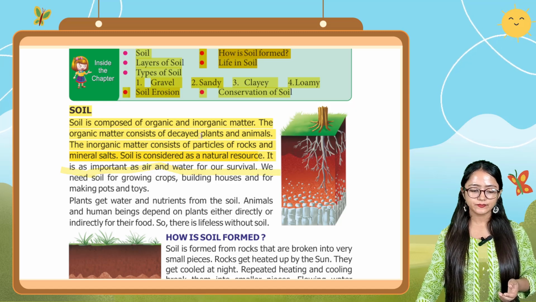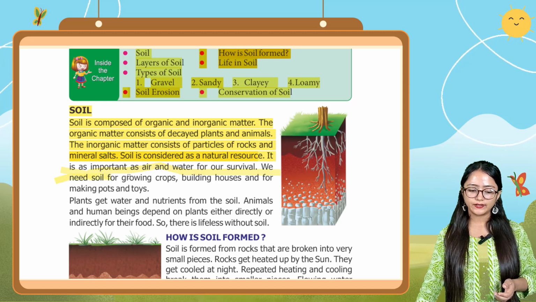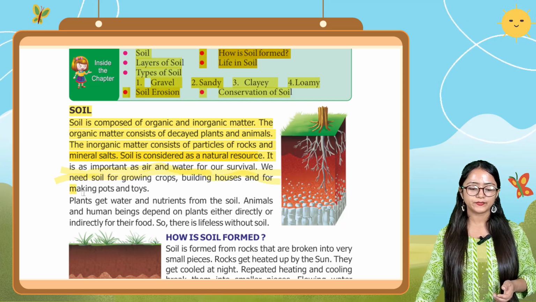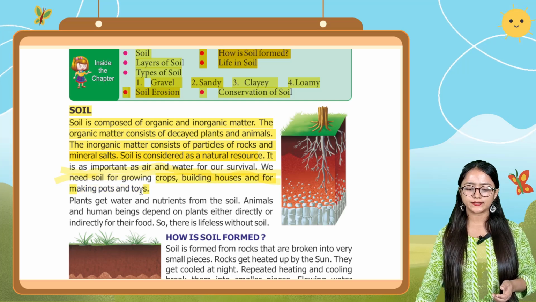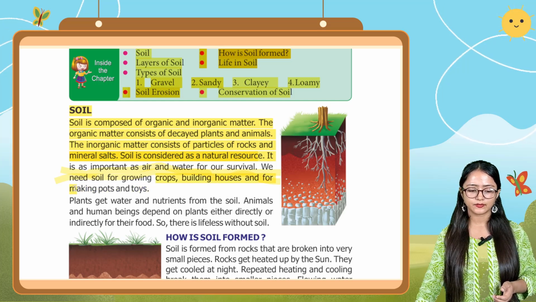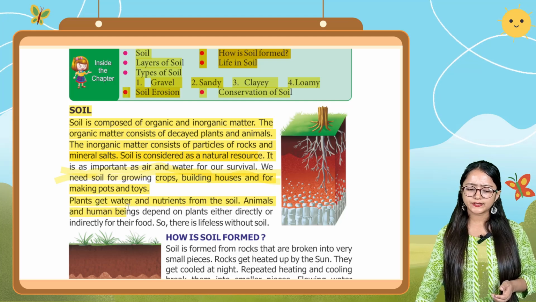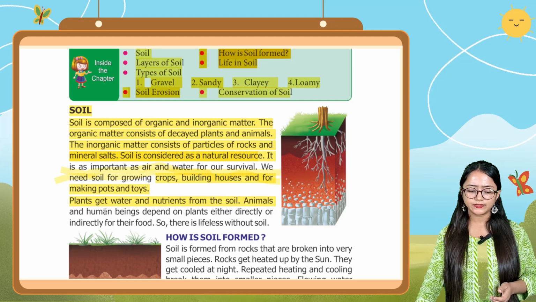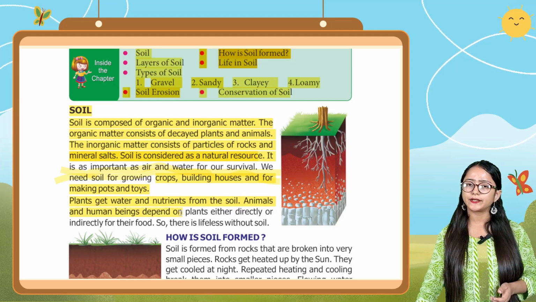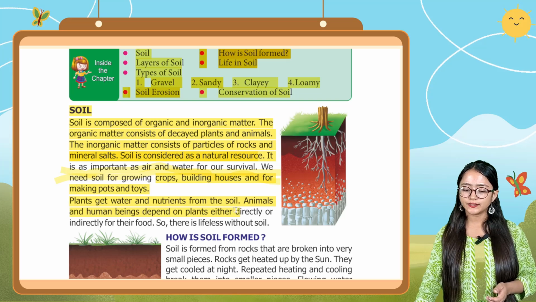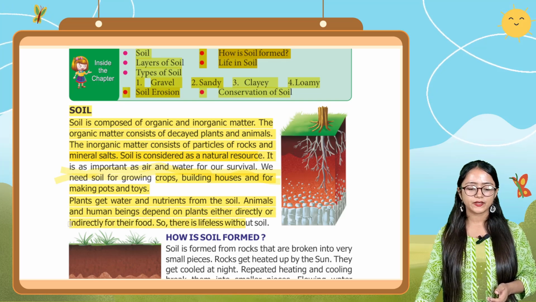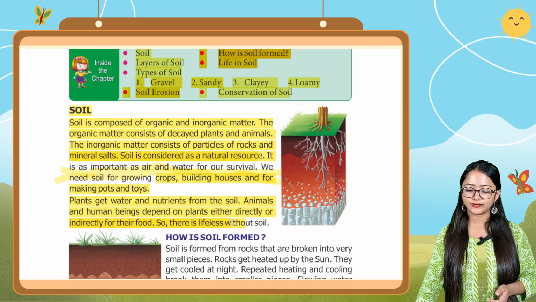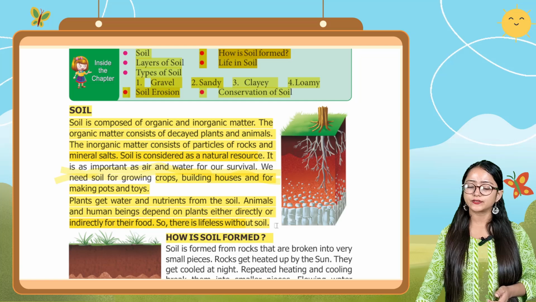We need soil for growing crops, building houses, and for making pots and toys. Plants get water and nutrients from the soil. Animals and human beings depend on plants either directly or indirectly for their food. So there is no life without soil.